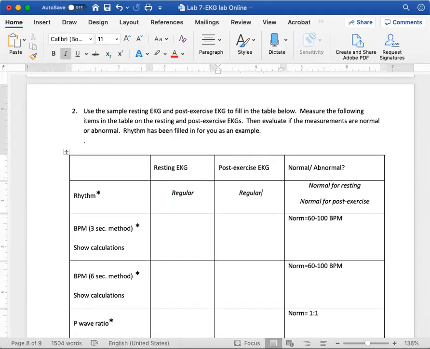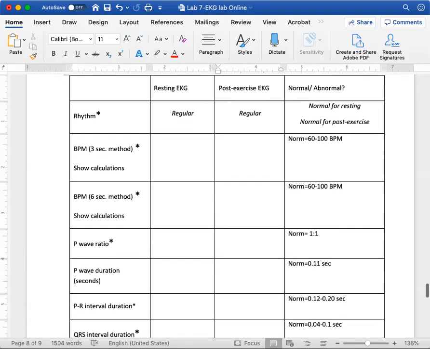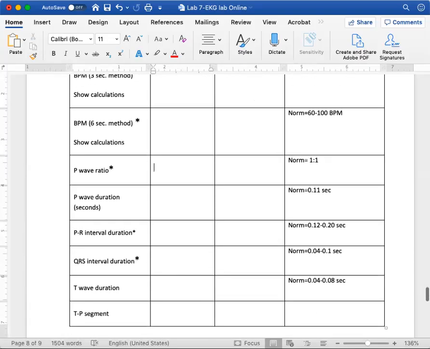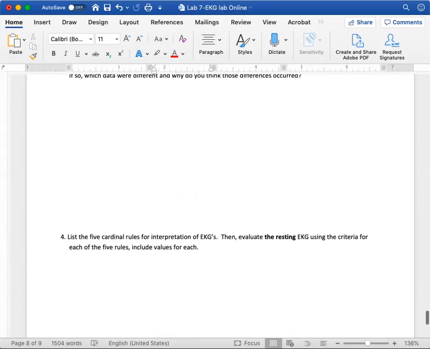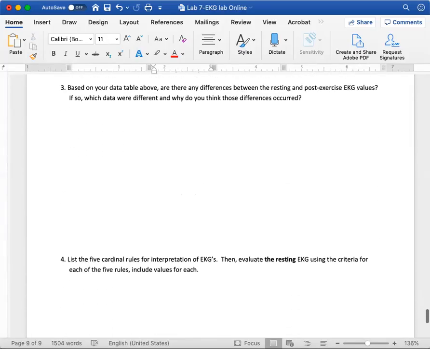So then the beats per minute, I want you to calculate the beats per minute using the 3-second method. Fill it in for resting and post-exercise. Show your calcs. Do the 6-second method. And then your P wave ratio, measure how long the P wave takes, measure how long the PR takes, QRS takes, T wave, and then TP segment, okay?